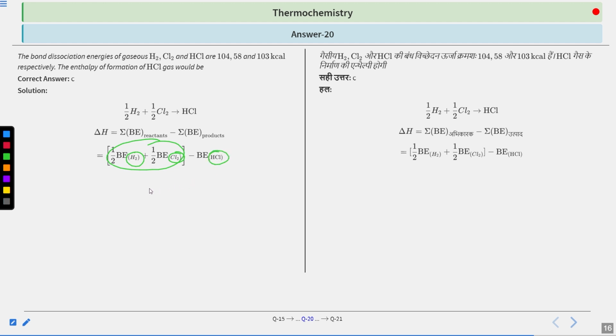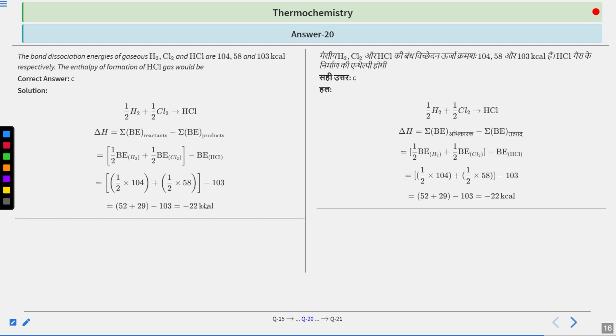Now we have written all the terms, and now we are putting the values accordingly against them. So bond dissociation of H2 is given 104, 58 and 103. When you solve it, you will get minus 22 kilocalorie as your correct answer. Clear? So in this way you will solve this question.